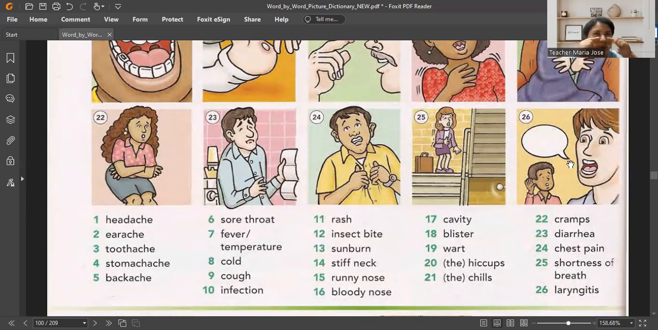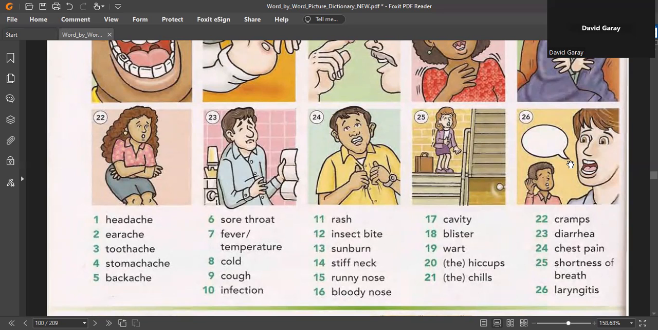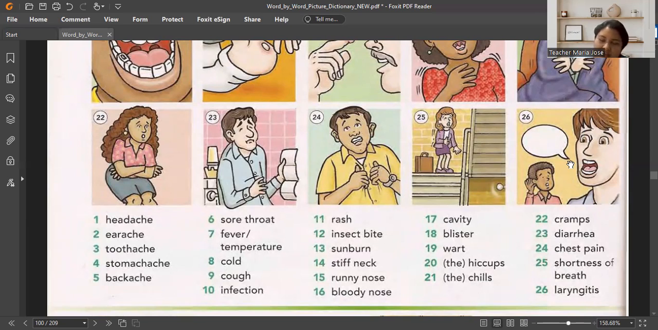But the nasal spray is to open when you cannot breathe. For example, when you have the flu, you use a nasal spray. Okay. So for the blood, I don't think it will work. But it's a good recommendation. It's a good one. Okay, and the last one.